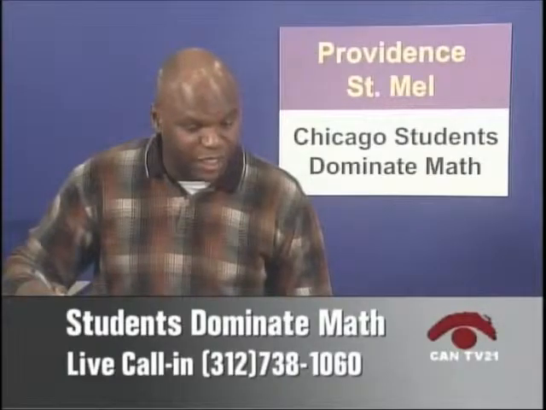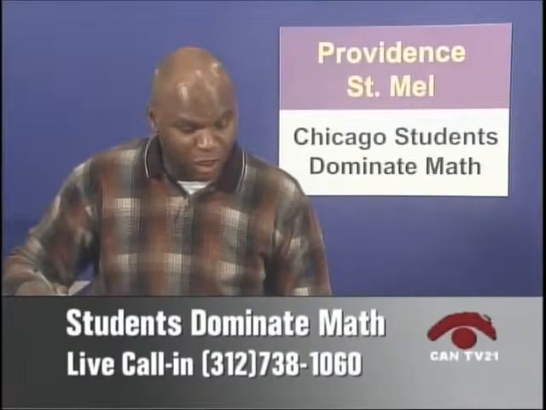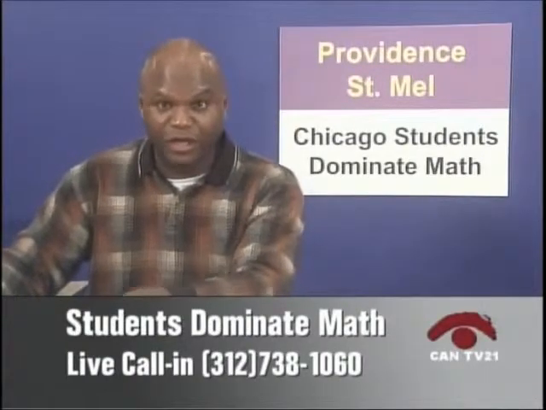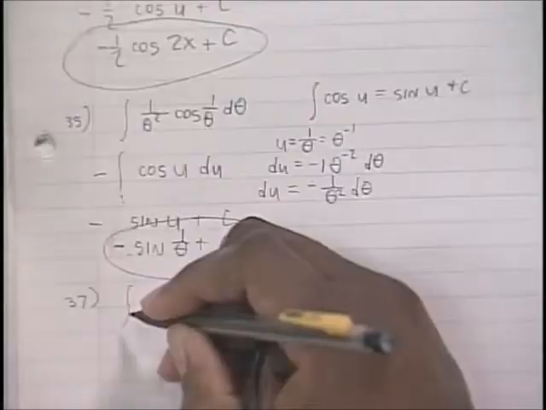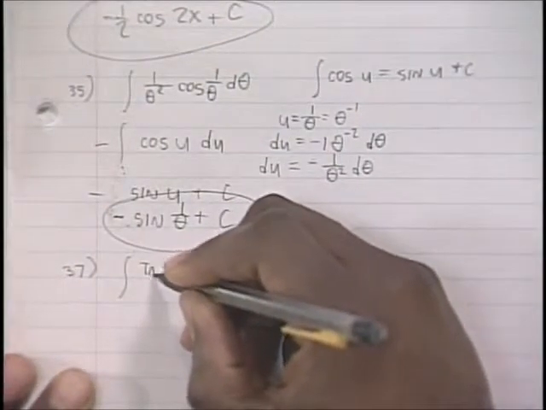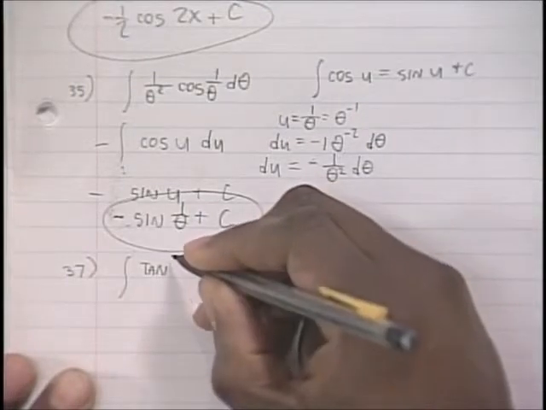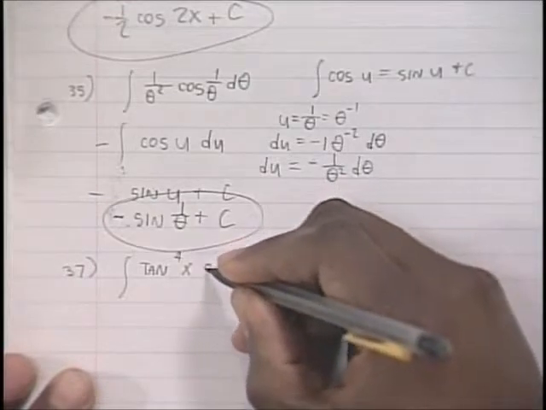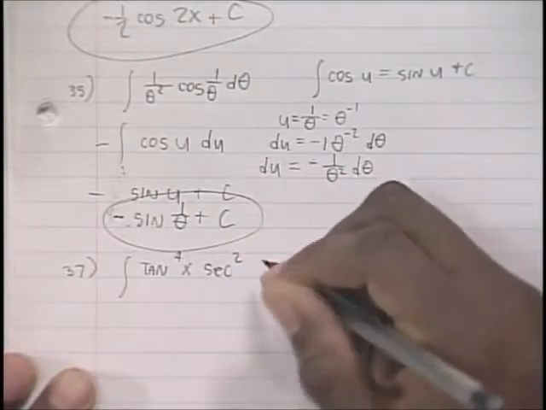I think what we'll do is we'll look at number 39. All right, we'll look at number 39. For number 39, what we have is a problem where we're going to take the antiderivative of the tangent of x raised to the 4th power, and then we've got secant squared.